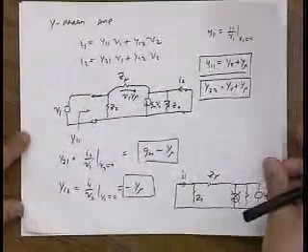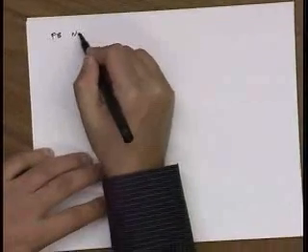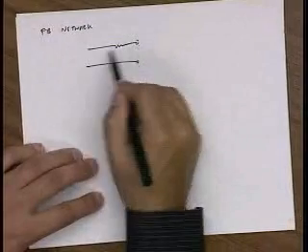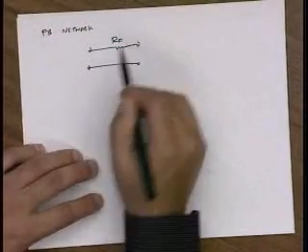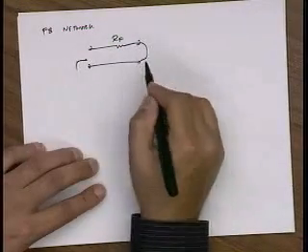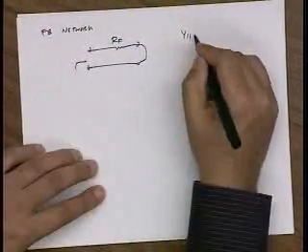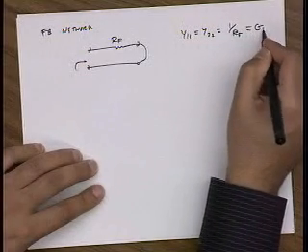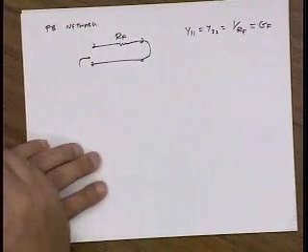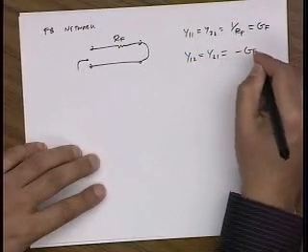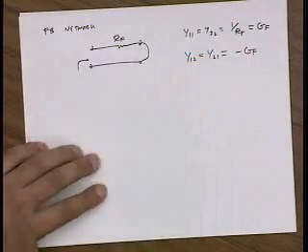Okay. What about for my feedback network? Well, it's quite trivial. I just have RF here. So the short circuit input admittance is just 1 over RF, or let's call it GF. And Y12 equals Y21 is minus GF, because the current direction is just negative, right?